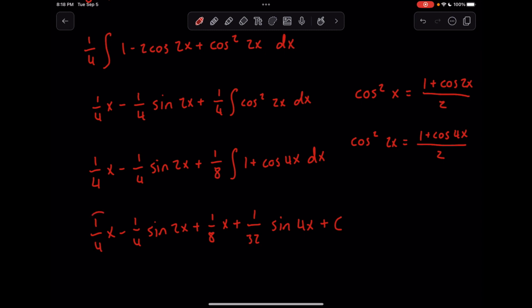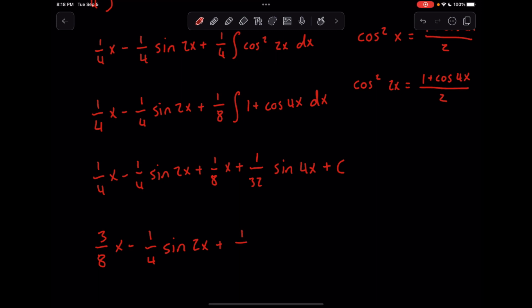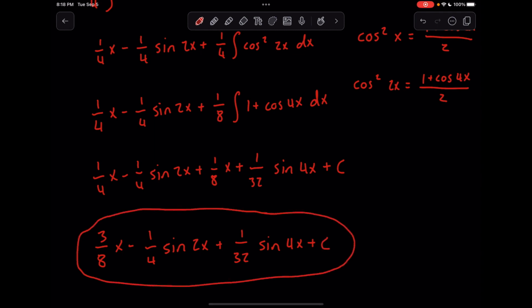And all we have left to do is combine some of our like terms here. So now we are going to be left with 3/8 x minus 1/4 sine of 2x plus 1/32 sine of 4x plus c. And that is how you would integrate sine to the 4th of x.